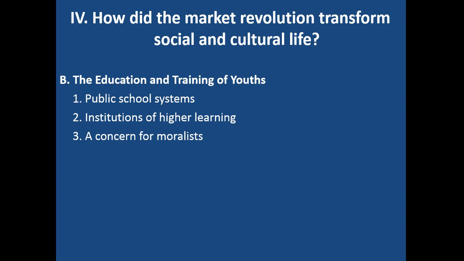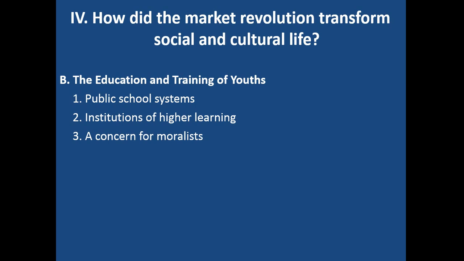Education and the training of youth. Public school systems by the 1830s with the market revolution. In both North and South, you're going to have the beginning of lots of state-supported public school systems designed to produce pupils of both sexes who are able, by age 12 to 14, to read, write, and participate in the new marketplace. Institutions of higher learning. Only a very small percentage of young people attended institutions of higher learning, although numbers for both men and women increased.